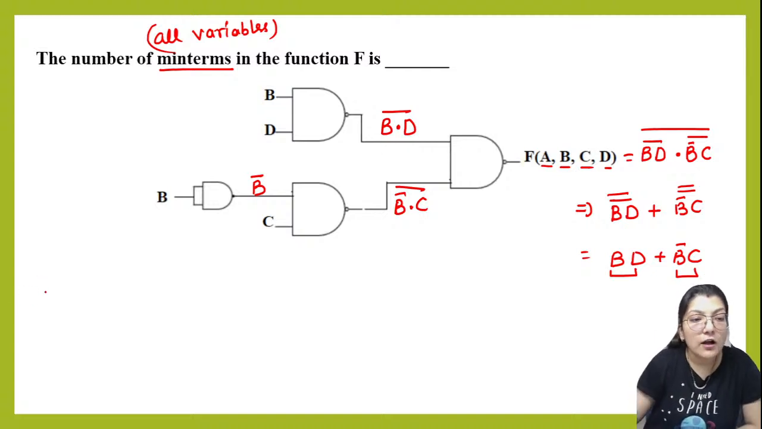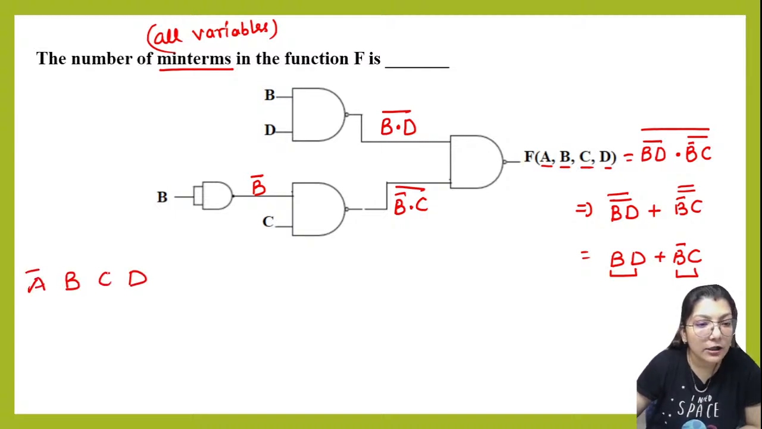So what I have to do now, I have to add A and C into this BD. So if I write BD as it is, then one will be A complement C complement, that is 0 0, then it will be 0 1, then it will be 1 0, and then it will be 1 1.